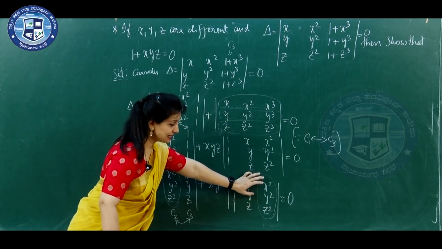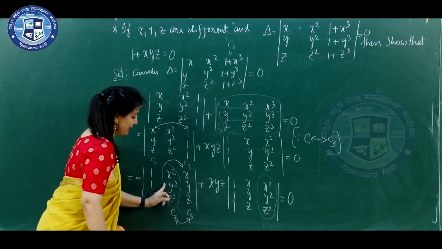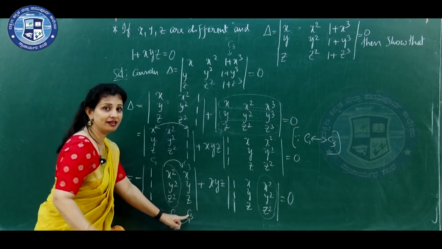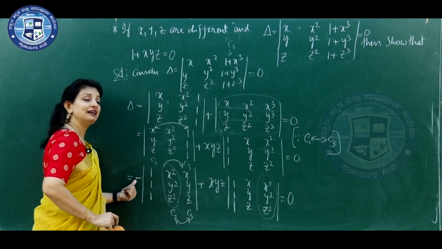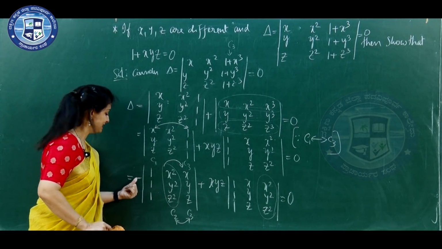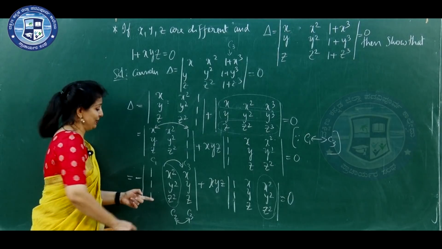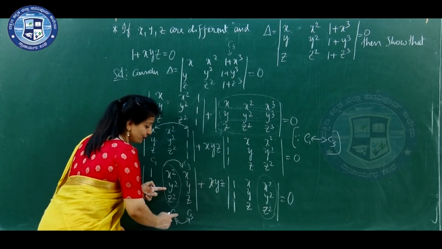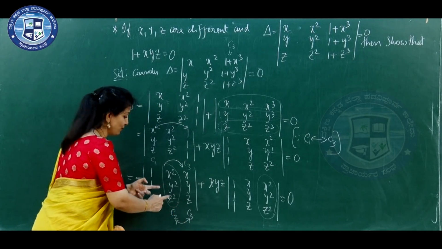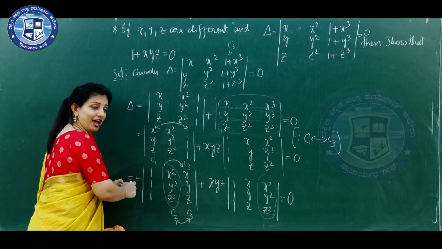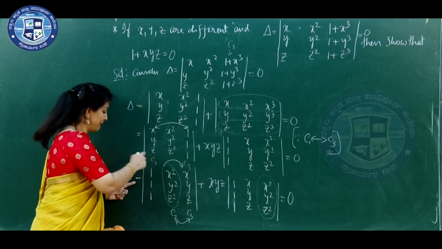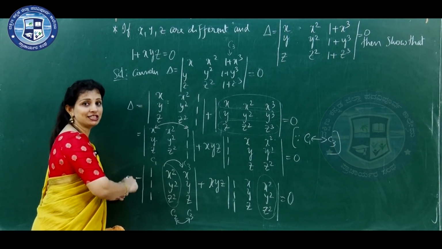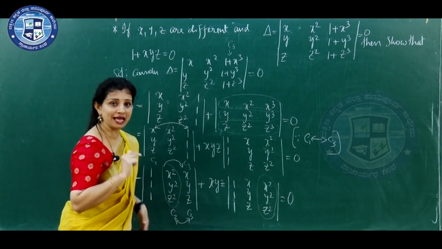To get the same determinant as the second one, we apply the interchange of C2 and C3, and you know, if two columns are interchanged, what will happen? The sign of the determinant changes. So we have to write it as minus. Already there is a minus sign, so minus of minus turns to plus.